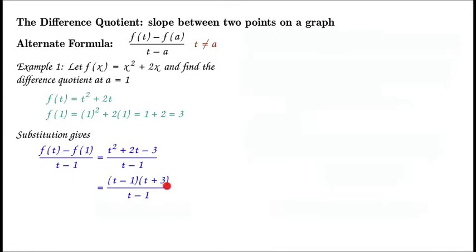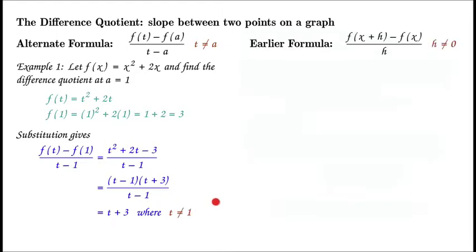And remember, we can check that we got the right polynomial by looking at our mixed terms. So minus 1 times t is minus t, and t times 3 is plus 3t. So minus t plus 3t gives us this 2t here in the middle. Now it's easy to see our cancellation, t minus 1 in the top, t minus 1 in the bottom. So our difference quotient becomes t plus 3. But remember, this is only valid where t is not equal to 1.